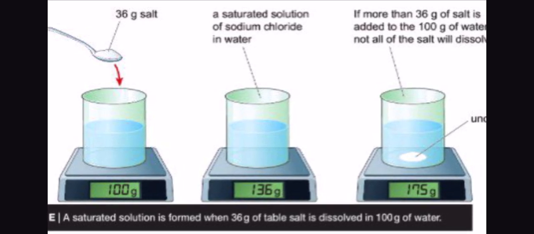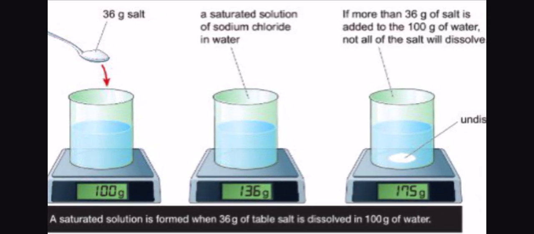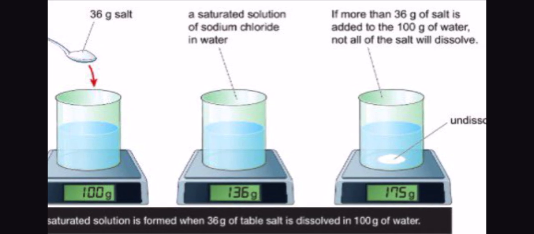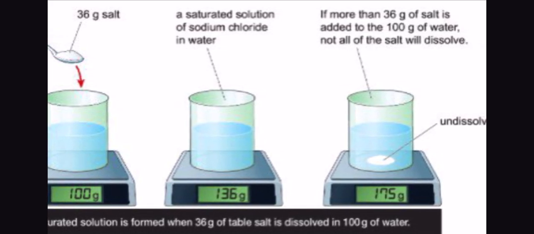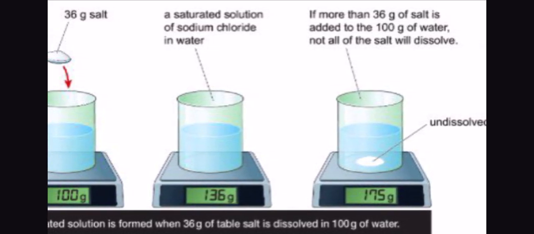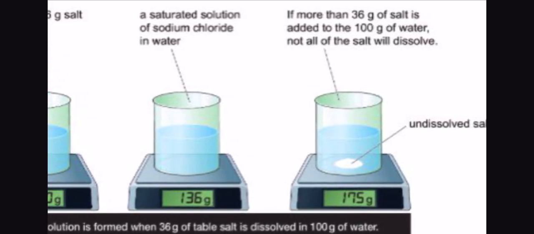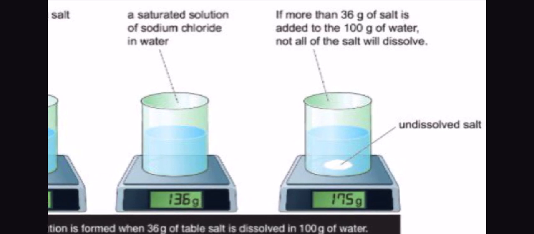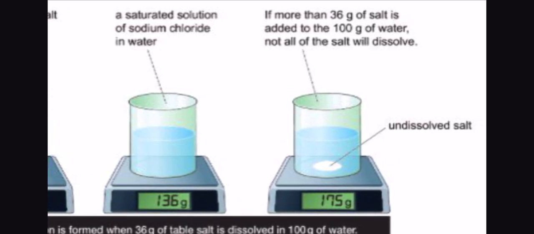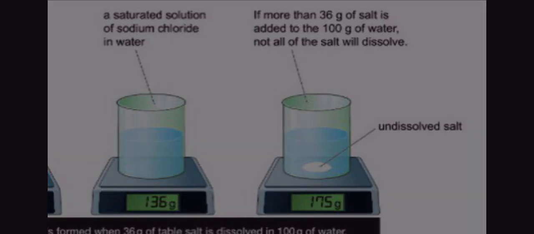Here we have 100 grams of water, and we are adding 36 grams of salt. And as we know from before, salt is soluble in water. Now, adding the 36 grams of salt has actually made the solution saturated. So this means if we add any more salt, like here on the right, it will not be able to dissolve anymore and will just sink to the bottom.